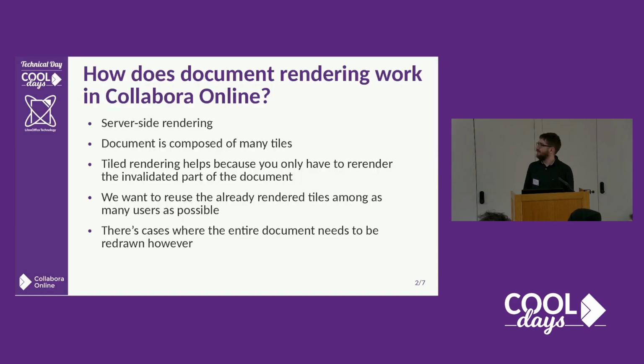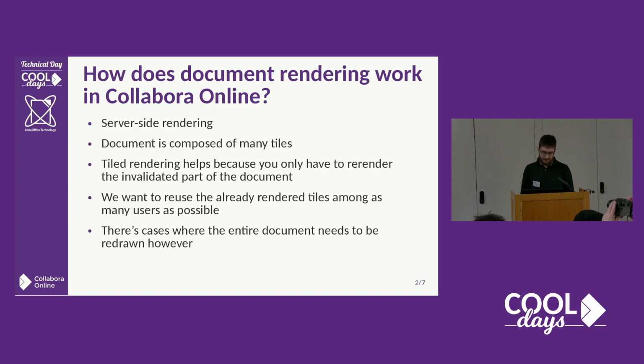So how does document rendering work in Collabora Online? As you may know, it is server-side rendering. The document is composed of many tiles, and this helps because you don't want to re-render the entire document. You only want to re-render the part that changed. So what we do is we send a compressed delta of the change to the clients that need it. We want to reuse the already re-rendered tiles among as many users as possible.